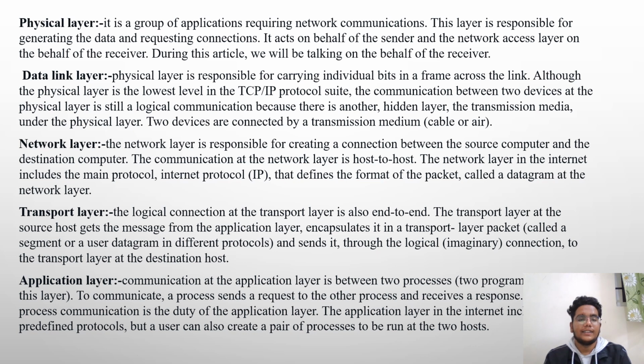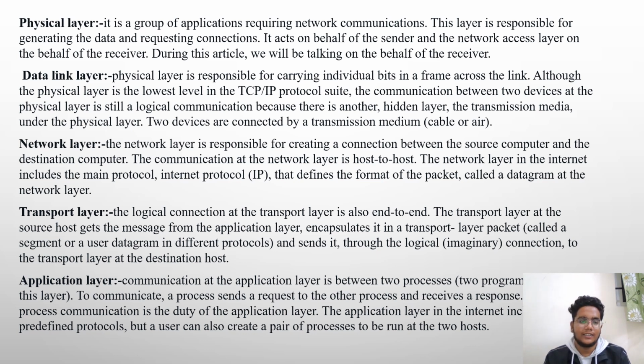So the data link layer, physical layer, is responsible for carrying individual bits in a frame across the link, although the physical layer is the lowest level in the TCP/IP protocol. Coming to the network layer, the network layer is responsible for creating a connection between the source computer and the destination. The transport layer has a logical connection that is end to end.